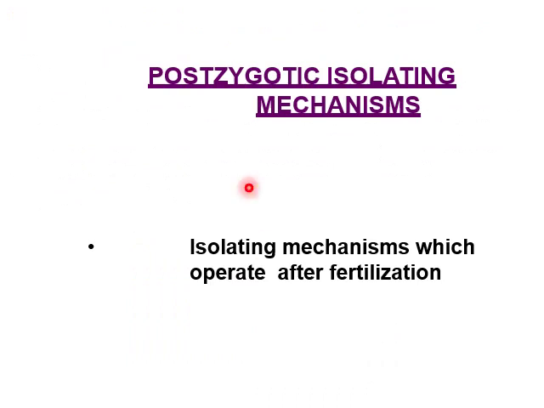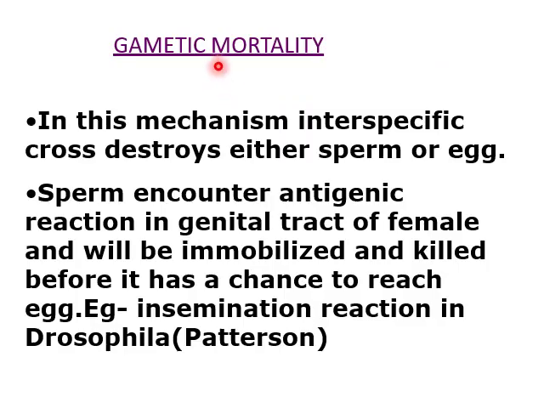Now we are going towards the post-zygotic isolating mechanisms. These are isolating mechanisms which operate after fertilization. Number one is gamete mortality. In this type of isolation, different or the same species may reproduce with each other, but the gametes of these species, called hybrid gametes, will not survive.